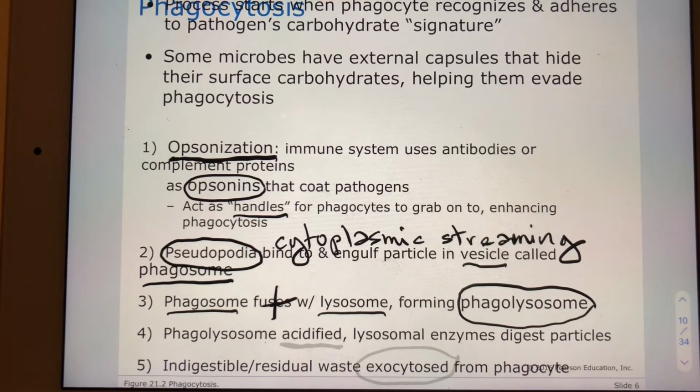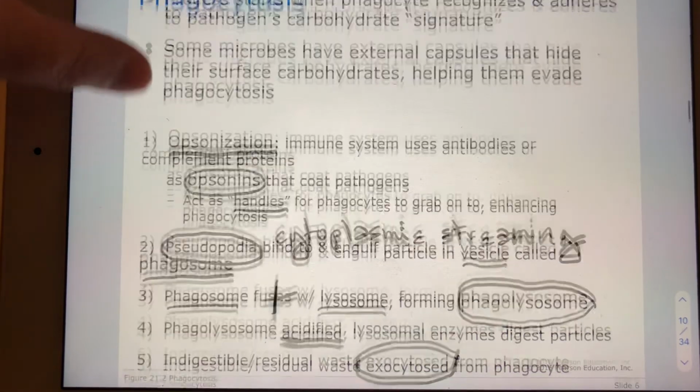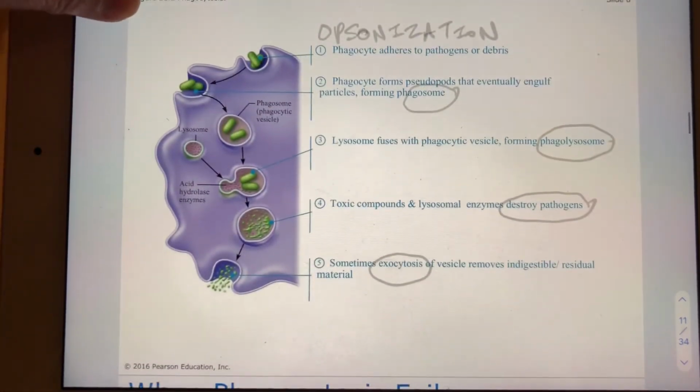Okay? The contents of that phagolysosome become highly acidic, and that activates and is also furthered by the efforts of the enzymes in the lysosome, finally getting access to the bad guy that was in the phagosome. And then anything that the phagocyte can't digest or wouldn't desire to keep gets exocytosed. So if we move to slide 12, we can see at least most of those steps listed. What's missing? Opsonization.